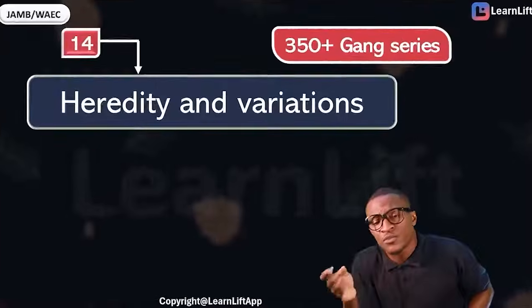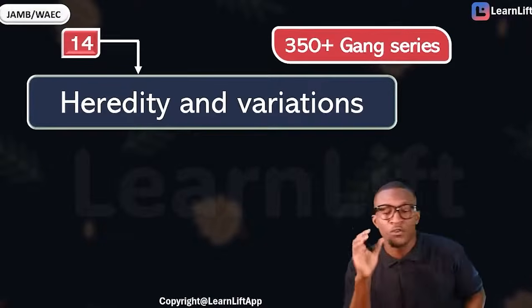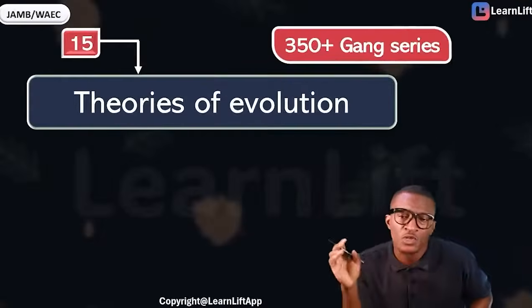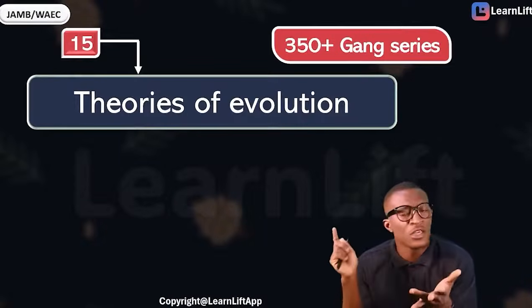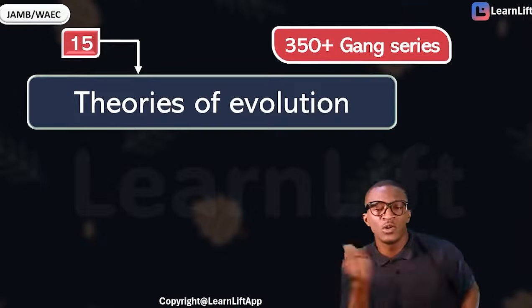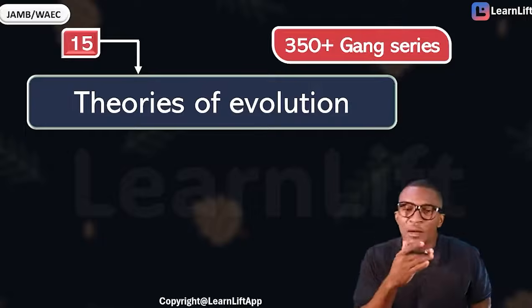After that, we'll go to topic 14, which will be hereditary and variation. Talk about hereditary, talk about your variation. Talk about chapter 15, which is your evolution, talking about Charles Darwin, Jean Lamarck, Lamarckism, neo-Darwinism. And like I said, we'll be tracing it to their past questions.